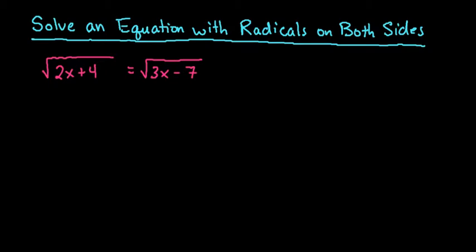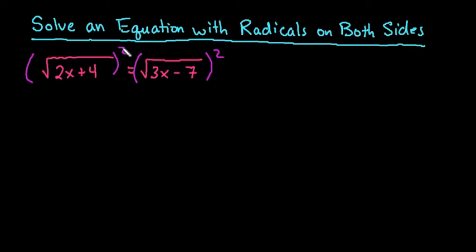Hi, for this video what we're going to do is look at what we do when we have radicals on both sides. As long as there's just a single radical on both sides, these are very simple equations to solve, because all you have to do, remember, to undo the square root, the opposite of square rooting is squaring. So we would just simply square each side.